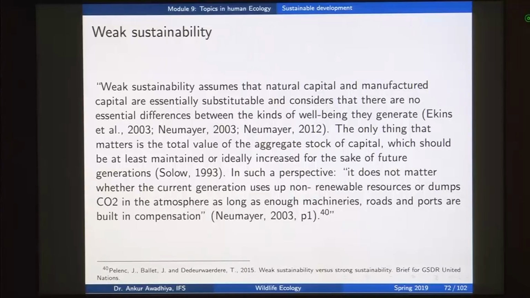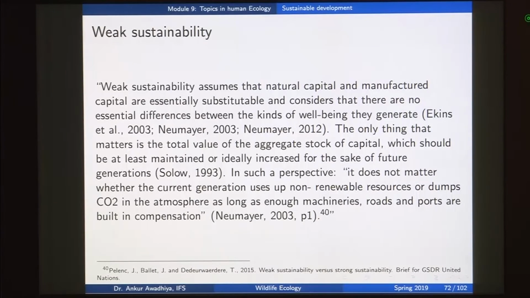And when we talk about sustainability, it is important to differentiate between weak sustainability and strong sustainability. Now, weak sustainability assumes that natural capital and manufactured capital are essentially substitutable and considers that there are no essential differences between the kinds of well-being they generate. The only thing that matters is the total volume of the aggregate stock of capital, which should be at least maintained or ideally increased for the sake of future generations. In such a perspective, it does not matter whether the current generation uses up non-renewable resources or dumps carbon dioxide in the atmosphere, so long as machineries, roads and ports are built in compensation.